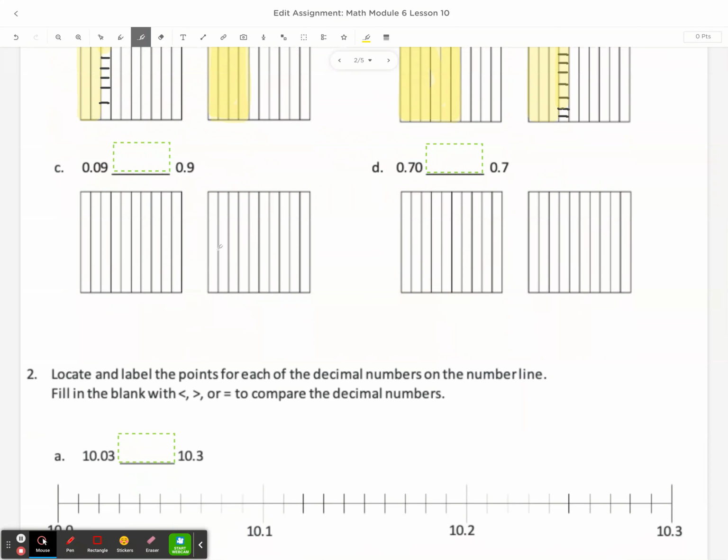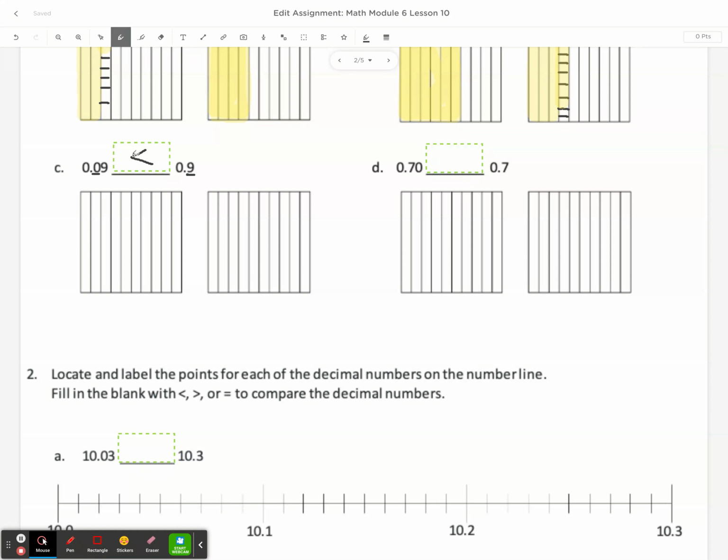So we're going to do exactly the same thing with part C. So part C, we have 0.09 versus 0.9. So again, we're going to look at the place value that comes right after the decimal point. So we're looking at the tenths place. So on the left-hand side here, I have a 0 in the tenths place. And on the right-hand side here, I have a 9 in the tenths place.